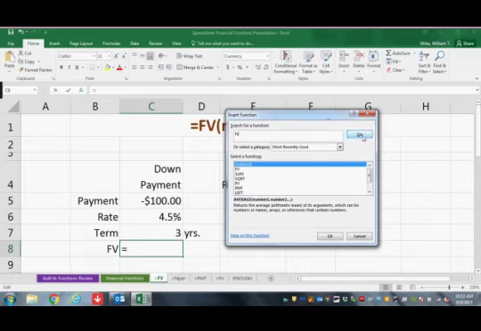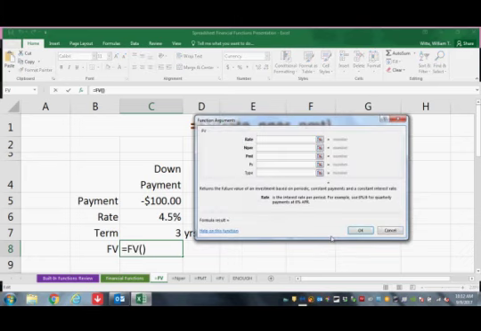Search for the function future value, and son of a gun, it found it. Okay, and there it is, and I'll say OK. Now, it's trying to help me. There's a bunch of things that I need to know. I need to know the rate. So I'm going to point to the rate.